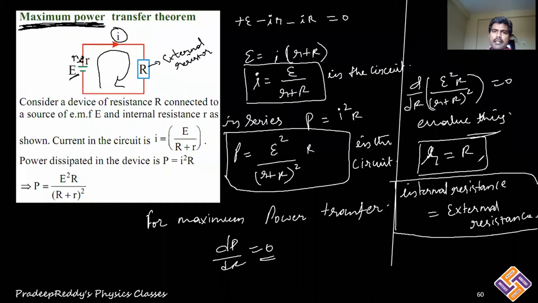It means that maximum power can be transferred within the circuit by this battery only if the external resistor is numerically equal to the internal resistance of that particular device. So this is what the maximum power transfer theorem states. So if in any circuit there is maximum power transferred, it means that internal resistance is numerically equal to external resistance.